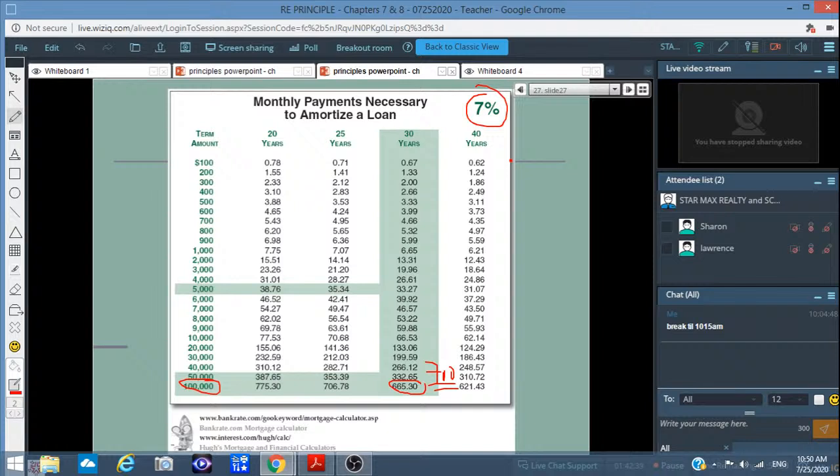So for a 4.5% interest rate, again for 100,000, it's about $500. So you have an idea, right? You just use that as a multiple. If it's 500,000, you multiply 500 by 5 times, so $2,500. If it's 7%, you multiply 700 by 5, that's 3,500.